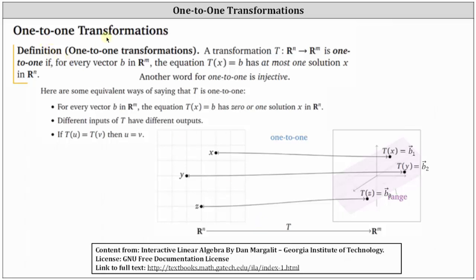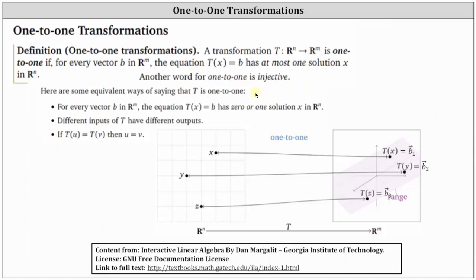Welcome to a lesson on one-to-one transformations. A transformation T from R^n to R^m is one-to-one if, for every vector b in R^m, the equation T of x equals b has at most one solution x in R^n. Or more simply, for every output vector in R^m, there is at most one input vector in R^n. Another word for one-to-one is injective.